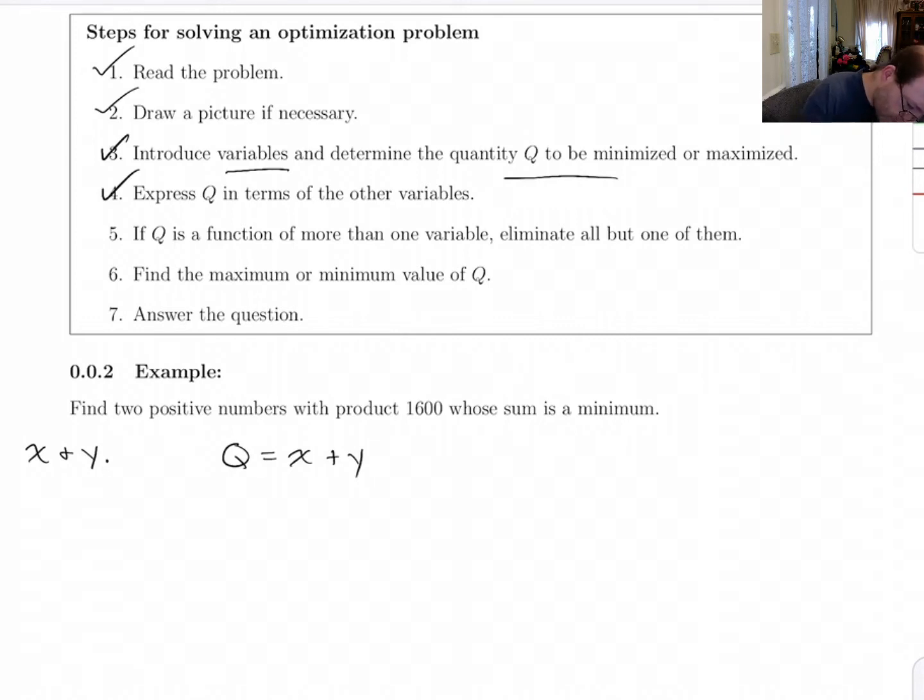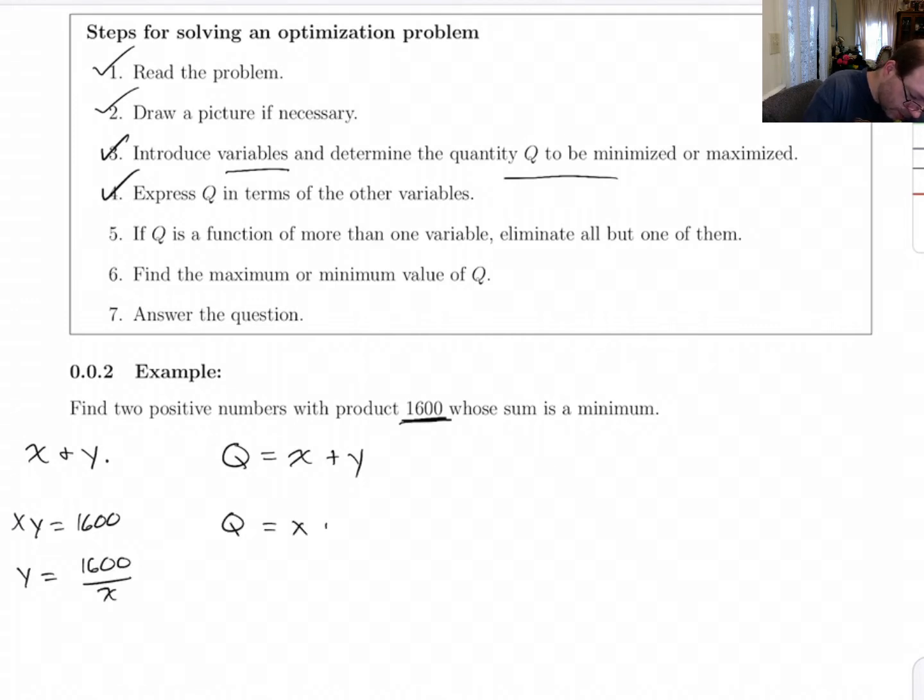Now, we're told that the product is 1600. So xy is 1600. So that means y is 1600 over x. So that tells me that q is x plus 1600 over x. All right. Now find the maximum or minimum value of q. We're trying to find the minimum value, but that doesn't really affect how we go about finding it. In whatever case, we take the derivative and set it equal to 0.